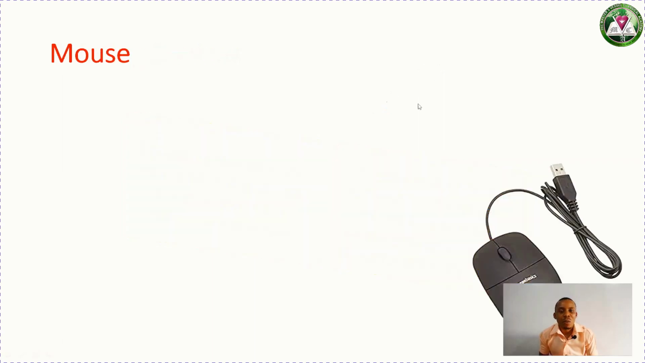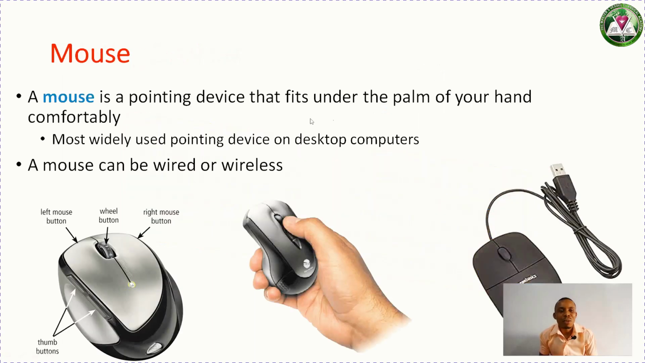Okay, what is a mouse? A mouse is a pointing device that you fix under the palm of your hand comfortably. As I am holding the mouse here, I fix it under my palm so that I can use it effectively. And we have two types of mouse. We have the wired mouse and we have the wireless mouse.